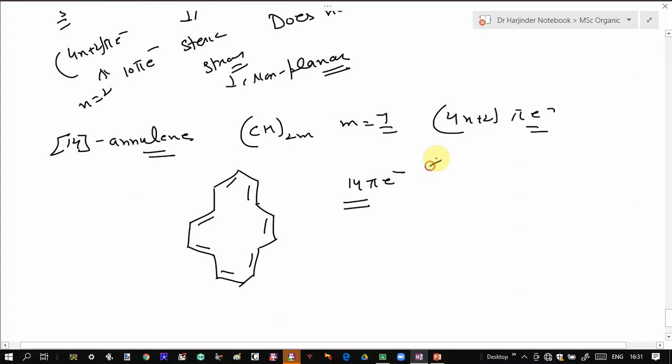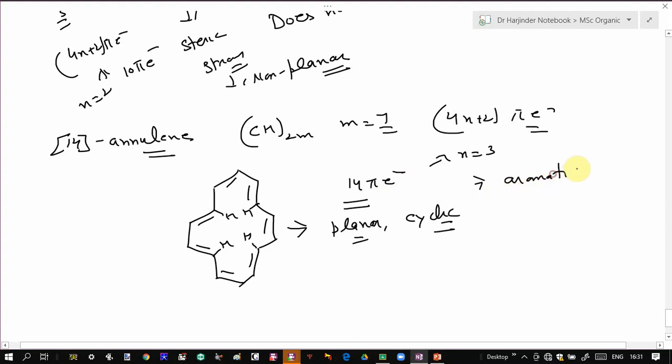So it satisfies Hückel's rule for n equals 3. But here also there is a strain between these hydrogens which are present inside the ring. But it has a planar structure, even in the presence of these hydrogens and strain. So it is a cyclic planar structure with complete delocalization of pi electrons, and 4n plus 2 pi electrons are there. So this [14]annulene is aromatic, but it is highly unstable.